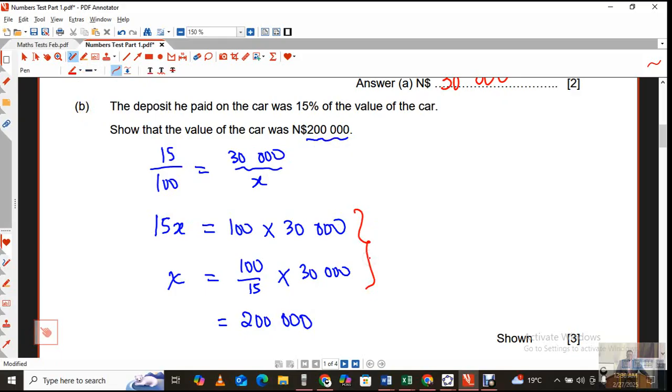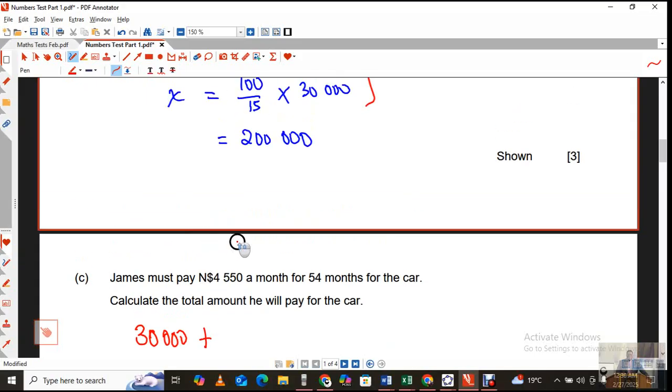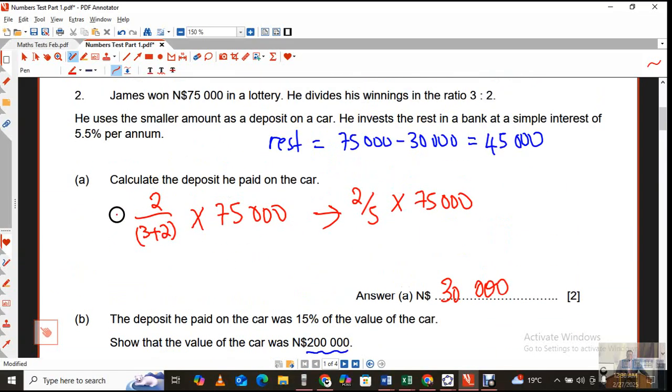Okay, let's go to the C part. James must pay $4,550 a month for 54 months for the car. Calculate the total amount he will pay for the car. Now, what do we know? We know he paid a deposit of 30,000 from our previous work. That could be seen at part A, the deposit of the car.